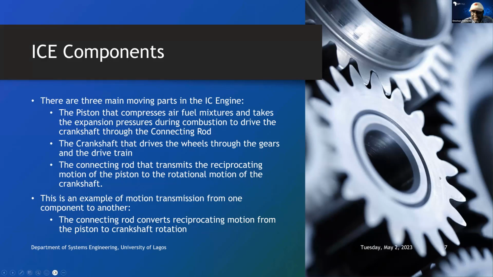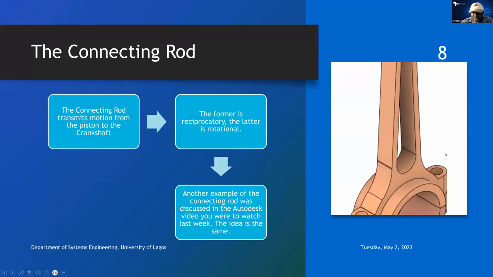So this is an example of a connecting rod that I did from scratch. I have the file for this, and I'm just using it as an example where we do one together in the class. The connecting rod motion from the piston to the crankshaft, the former is reciprocatory, while the latter is rotational. Another example of the connecting rod was discussed in the Autodesk video you were to watch 2 weeks ago. It's the same idea.